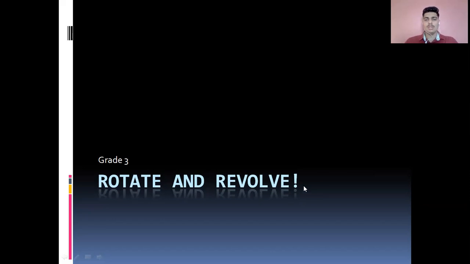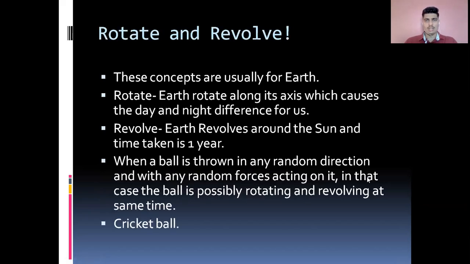So usually rotate and revolve is used for Earth and Sun. So these concepts are usually for Earth. Now, rotate means Earth rotates along its axis, which causes the day and night difference for us, like the persons living on the Earth. And revolve, Earth revolves around the Sun, and the time taken is 1 year.